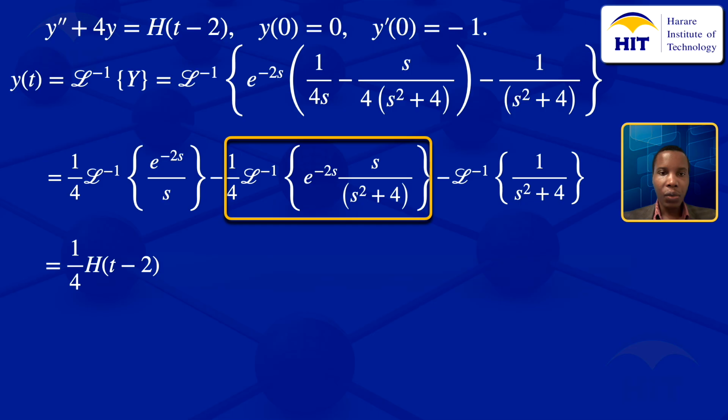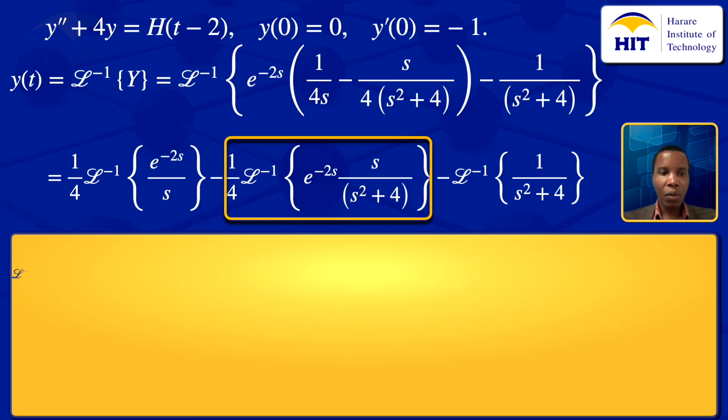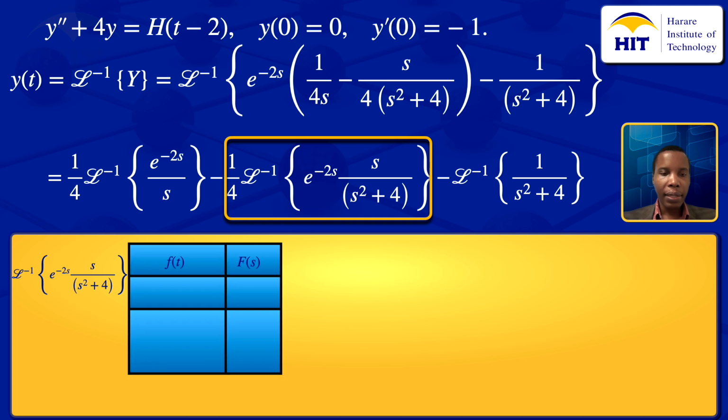So I'll go on and look at the inverse Laplace transform there of exponent of minus 2s times s divided by s squared plus 4. From the table of Laplace transforms, we see that this inverse Laplace transform is equivalent to h of t minus c multiplied by f of t minus c, just because we have an exponent of minus cs multiplied by a Laplace transform. So in this case, what is multiplying the exponent there is s divided by s squared plus 4. So that is our f of s is equal to s divided by s squared plus 4.